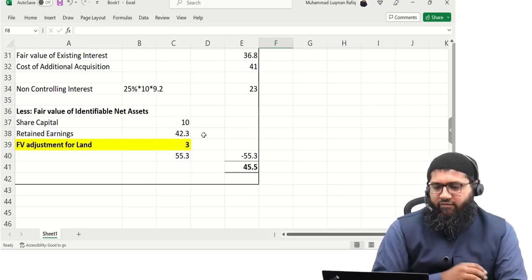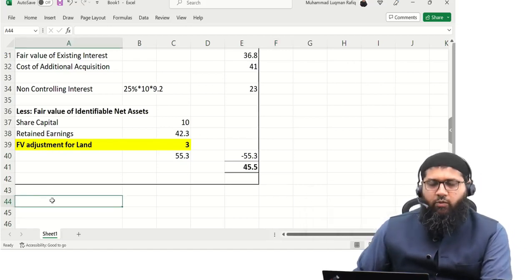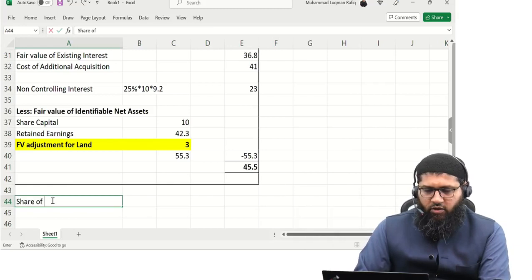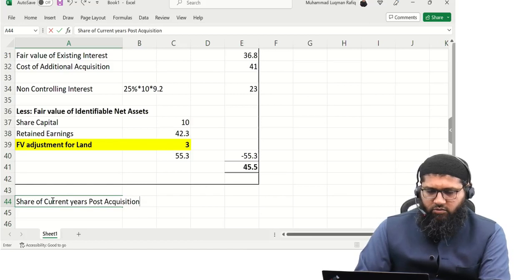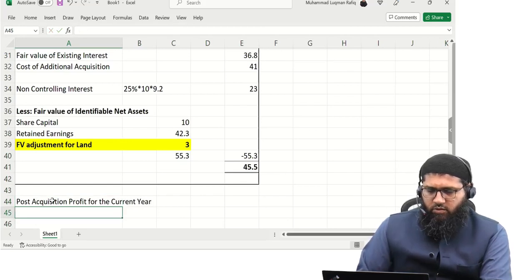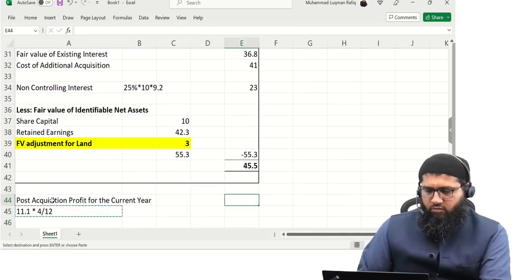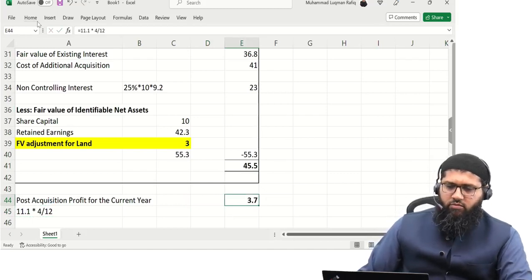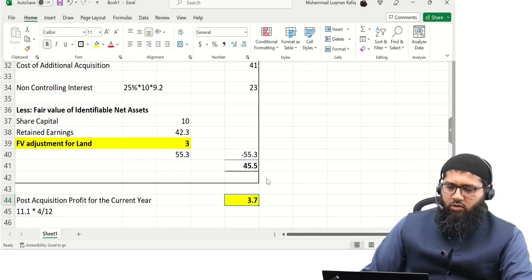Now what we need to do is discuss how the accounting would be done. One more calculation that is required is the share of post acquisition profit for the current year, which is going to be 11.1 multiplied by 4 divided by 12, which is 3.7 million.